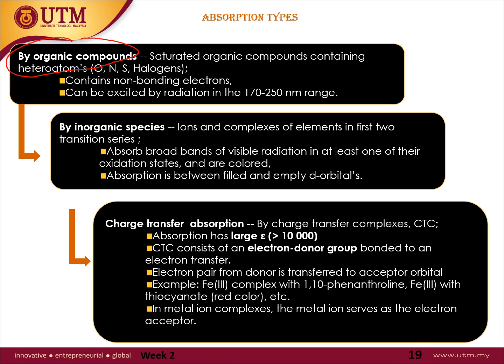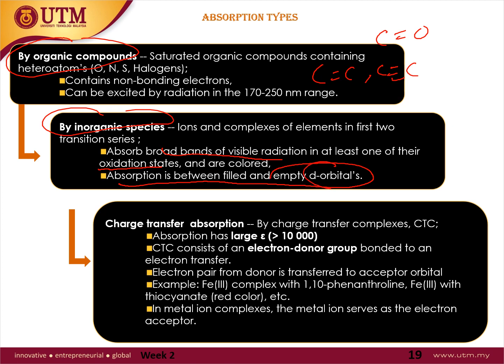Okay. Absorption type, okay, we covered for organic compounds, whereby they contain the chromophore, such as C double bond C, C double bond C triple bond C, and then you have carbonyl and so on. Okay, but what if you are analyzing inorganic species? So inorganic species, okay, they can absorb broad bands of visible radiation in at least one of their oxidation states. When you see chromium, you usually nampak macam hijau-hijau, yellow-yellow sikit kan. Sometimes ada sikit blue. And then when you see nickel or zinc, sometimes bluish, right? Okay, the absorption is between filled and empty d orbital.